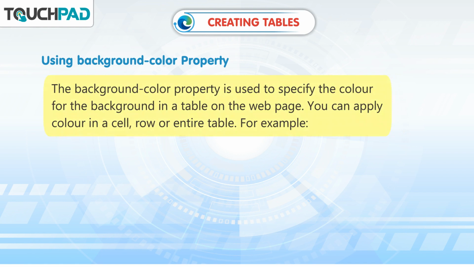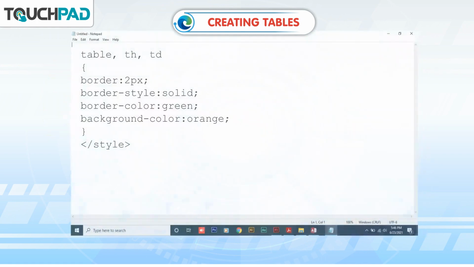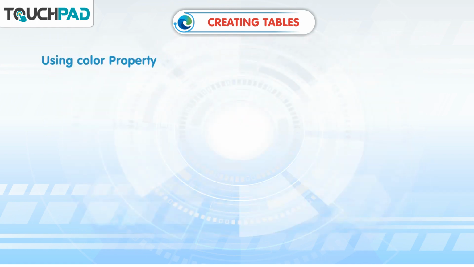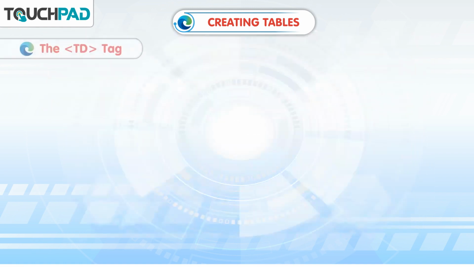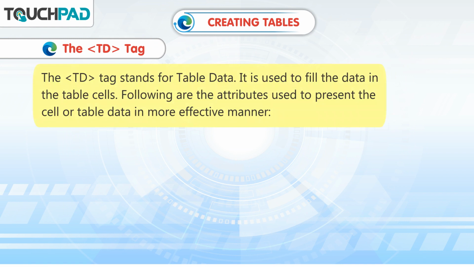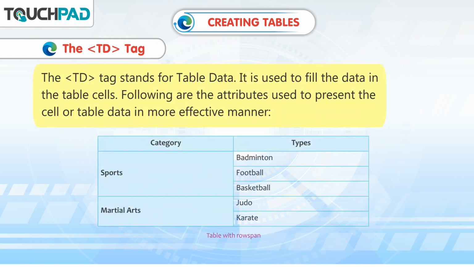The background color property is used to specify the color for the background in a table on the web page. You can apply color in a cell, row, or entire table. For example, using color property. The color property is used to specify the text color. For example, the td tag. The td tag stands for table data. It is used to fill the data in the table cells.